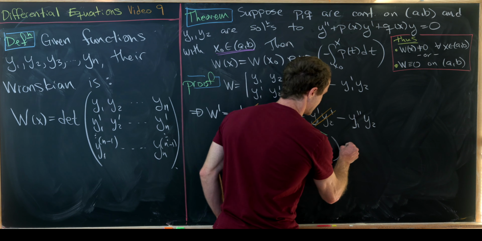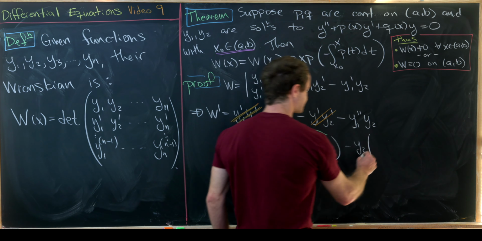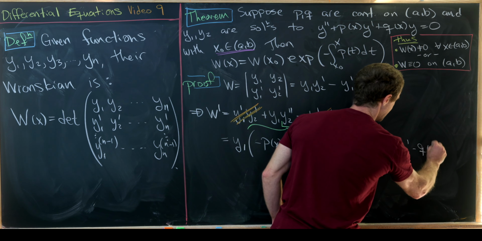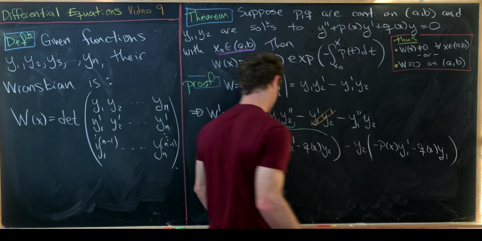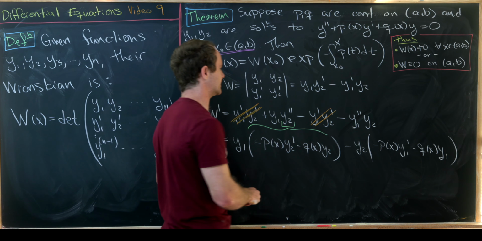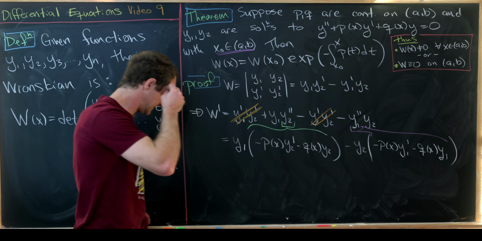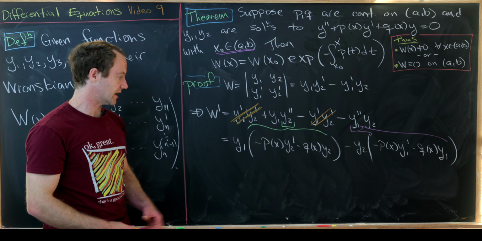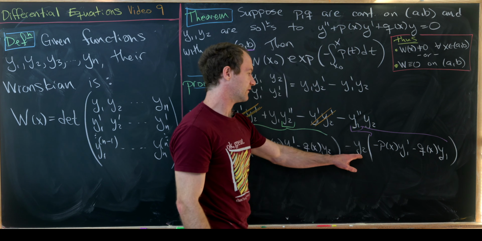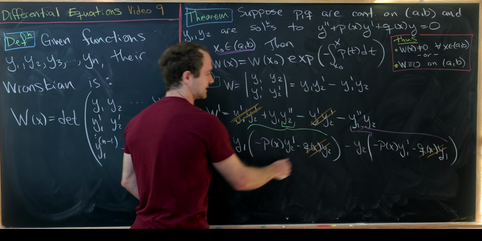Now we'll do the same thing over here. So this is going to be minus y2, I'll factor that out. And then we have minus p of x y1 prime minus q of x y1. Okay, good. Then let's show that expansion as well. So that would be this thing expanding to both of those. Now we get cancellation again. We have y1 minus q of x y2, negative y2 minus q of x y1. So this and this cancel.